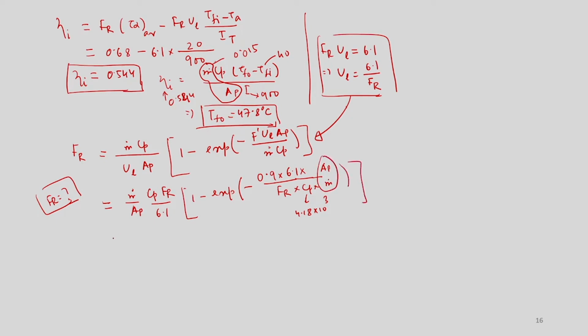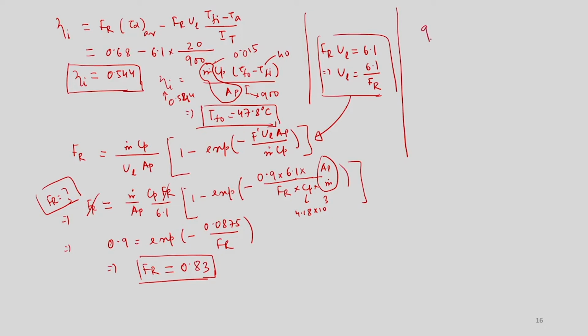If we substitute, this FR and this FR go off, then once we simplify it we will get something like 0.9 is equal to exponential of minus 0.0875 by FR. We can calculate what will be the FR by taking ln, or log. It will be 0.83. Once we know FR, now we can use the other expression.